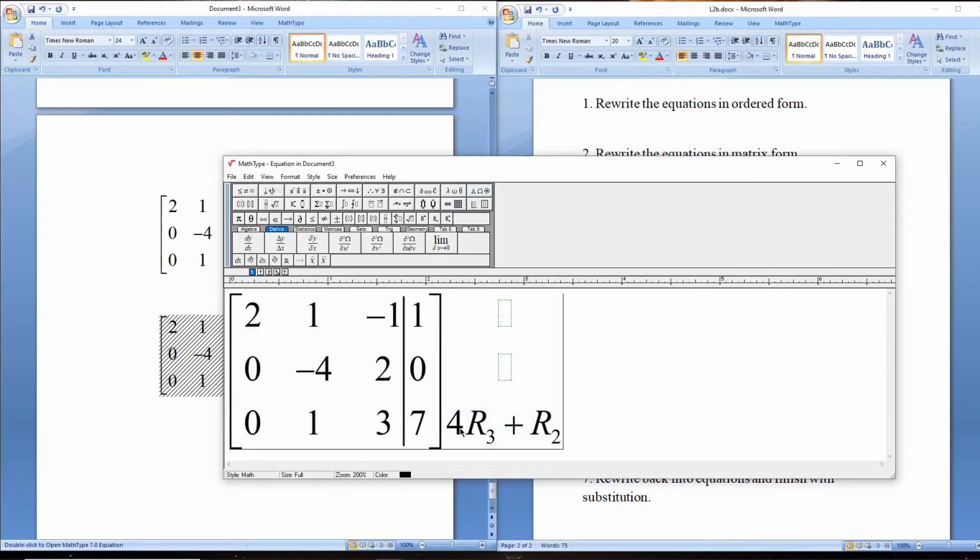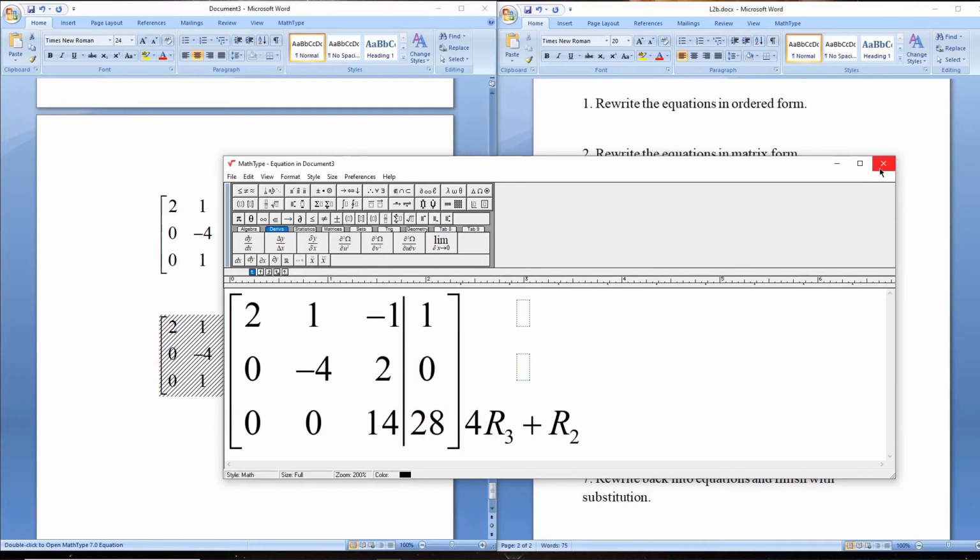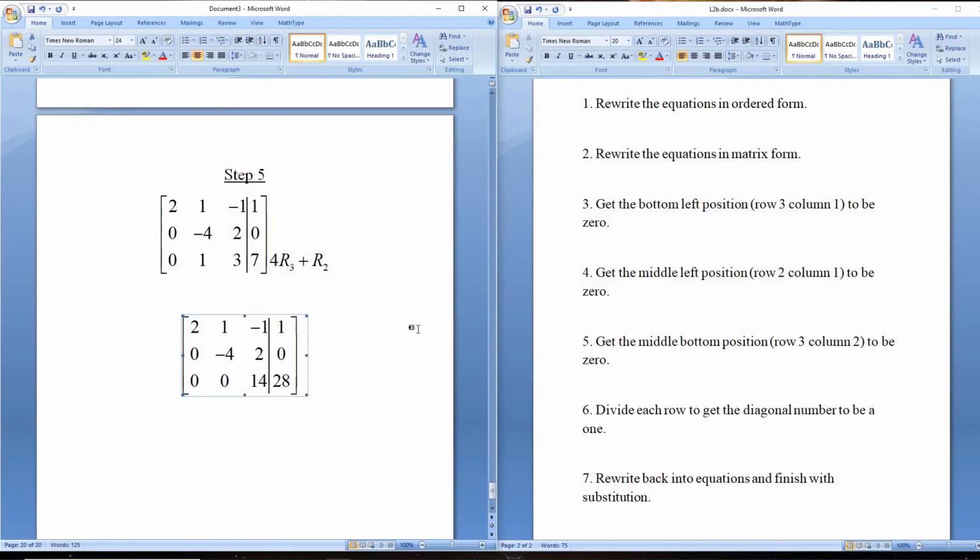So we have 4 times row 3, so 4 times 0 is 0, plus row 2, which is 0, so that preserves our 0 there, which is what we want. Then we have 4 times 1, which is a 4, plus a minus 4 to get us our 0 that we're shooting for. And then 4 times 3 is 12, plus row 2. So 12 plus 2 gets us a 14. And then 4 times 7, which is 28, plus row 2, which is 0, gets us a 28. And so there we completed our instruction set. And notice now we have zeros in this bottom left corner here, which is what we want. And now that we have the zeros in this bottom left corner, we want to get these diagonals to be a 1.